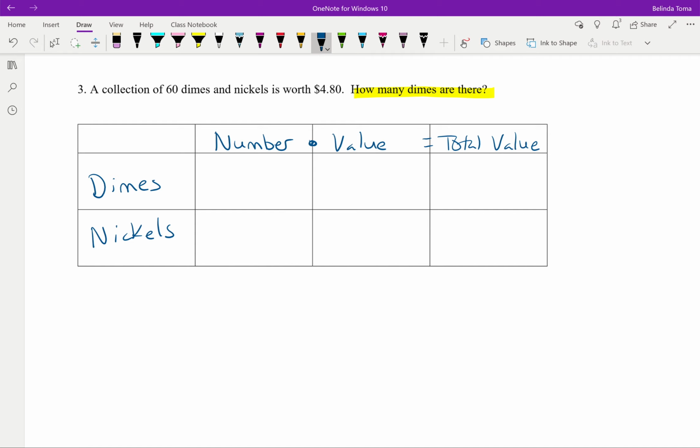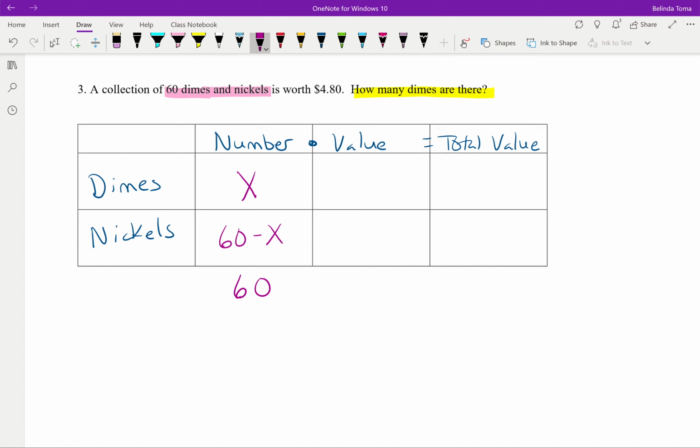So because we want to know how many dimes there are, I'm going to put that for my x. And we have a collection of 60 dimes and nickels. So if I have 60 coins altogether, if x of them are dimes, then the remaining would be 60 minus x. So for example, if I have 10 dimes, then 50 would have to be nickels.